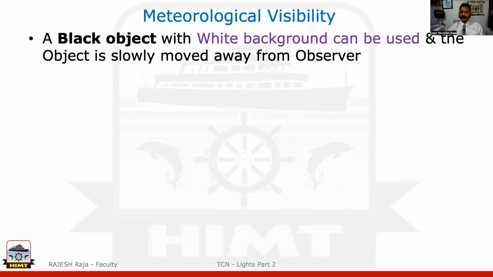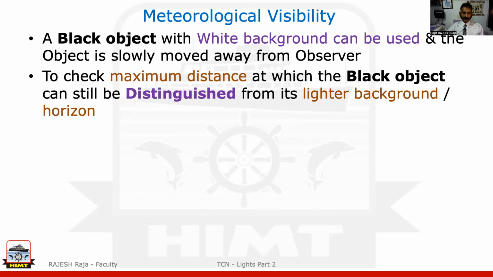That is what I call the black object, and it should have a light background. So a white background is the lightest one you can get. So, black and white. Your idea is that you need to distinguish between the black object and the white background.